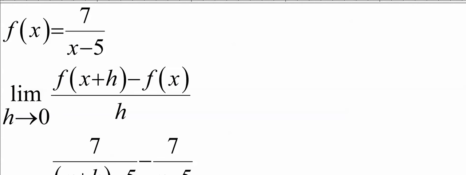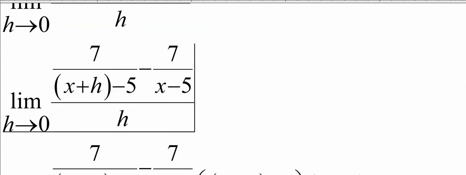All right, so when we set it up, we just have to remember that f(x) is 7/(x - 5). So x plus h is just putting x plus h where the x is. So when we set it up initially, this is what we get. And this is very similar to something we saw in pre-cal with complex fractions. So we just have to think about our fraction rules about how we simplify this down.